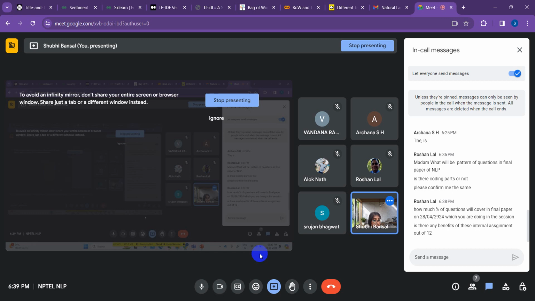See the benefits of these internal assignments. So yes, I think the numerical questions that we did in the first half, those would have questions related to what we did, related to TF-IDF. So that is up to you. You can decide whether the benefits are there or not.